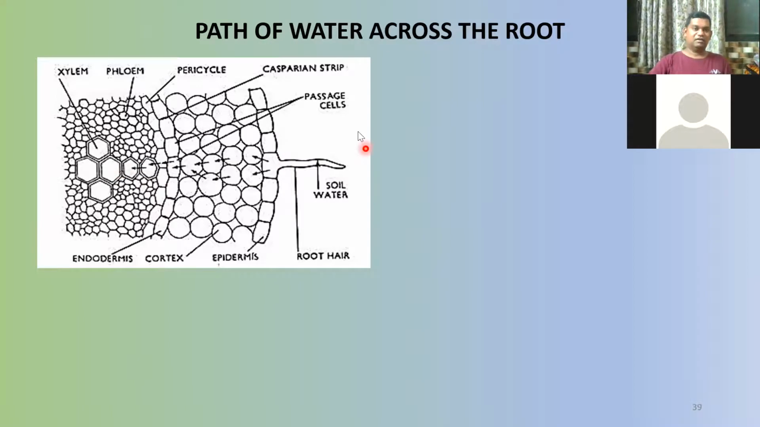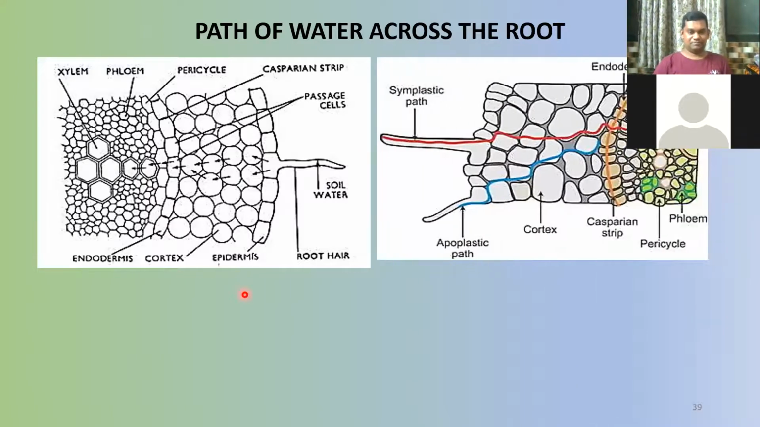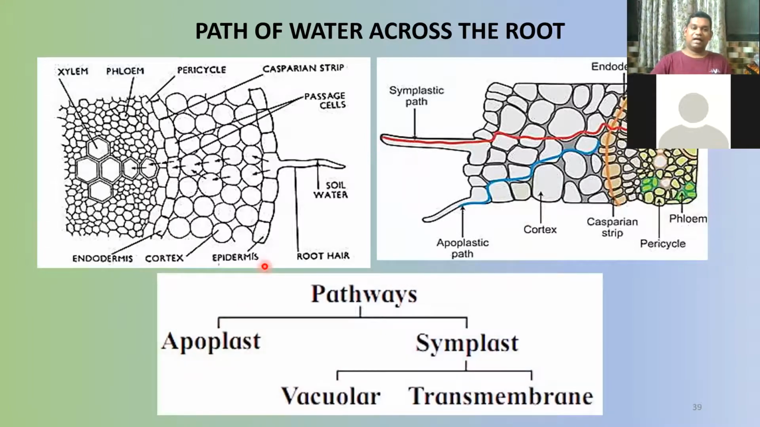So for path of water across the root, there are two different ways. One of them is called apoplast and the other one is called symplast. See, apoplast का मतलब क्या है? You can see here apoplastic path लिखा है ना?